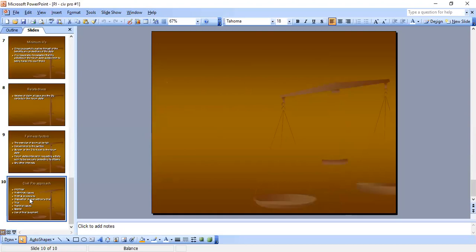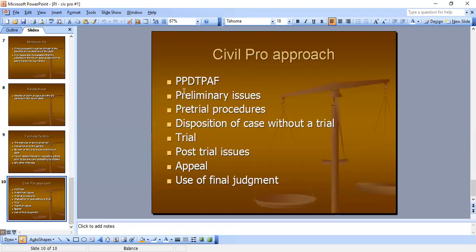So the civil procedure approach for every video is going to be PPT, PPD, TPAF. You have to give a mnemonic for that. I have my own, but you probably wouldn't understand it, so make up one on your own. P is for preliminary issues, pretrial procedures, disposition of case without a trial, trial, post-trial issues, appeal, and use of final judgment. Now, preliminary issues, that is just the main category, but there's a ton to it. So you can't just say preliminary issues. You have to remember everything that goes with the preliminary issues.